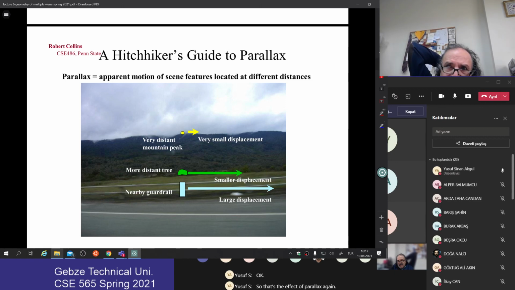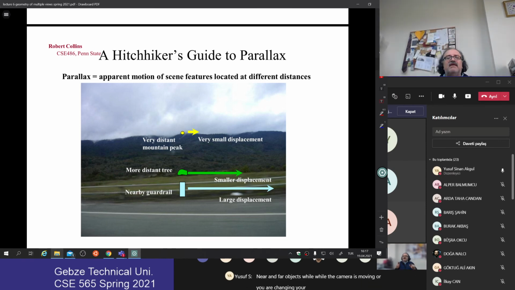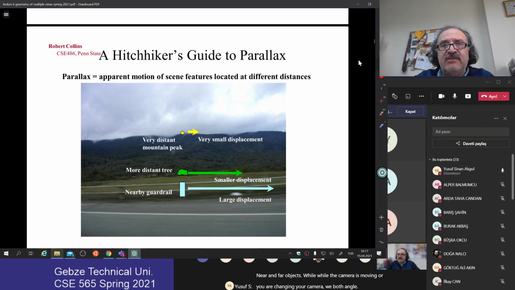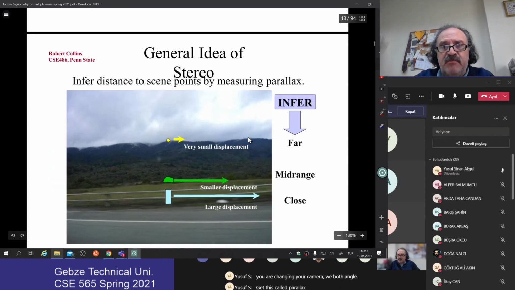Parallax is the perception of the near and far objects while the camera is moving or you are changing your camera view angle. Okay, that's called the parallax.